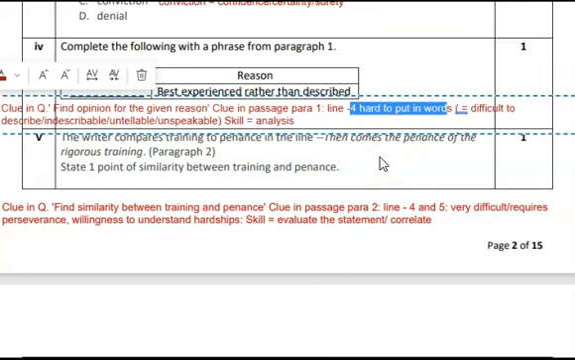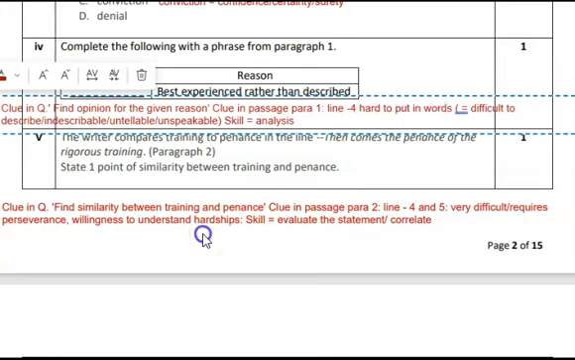The sentence is, mountain climbing is an experience that is hard to put in words. It means difficult to describe. So you are getting 2-3 clues. If you work on the clues, you cannot miss a single mark. It's as easy as that.